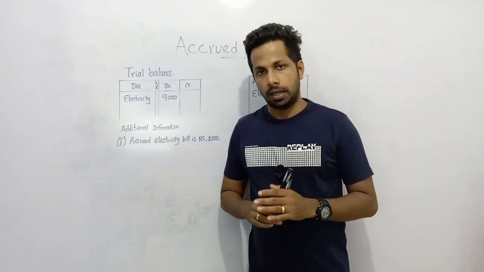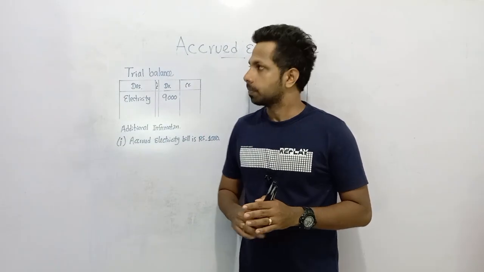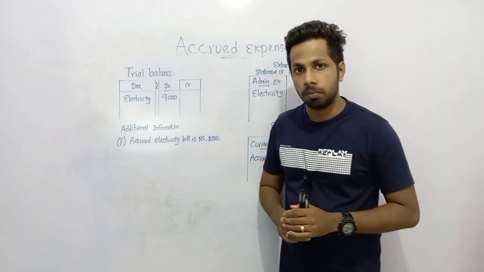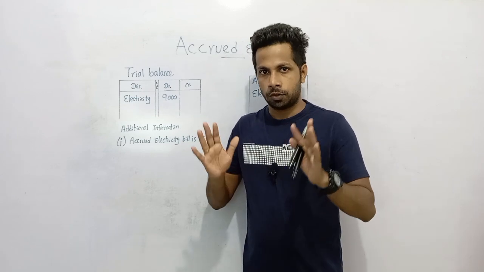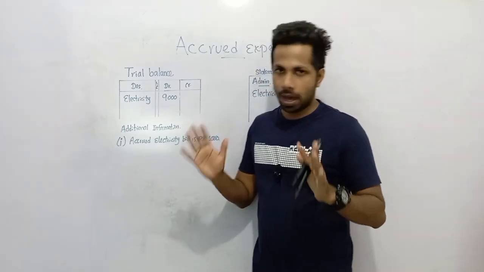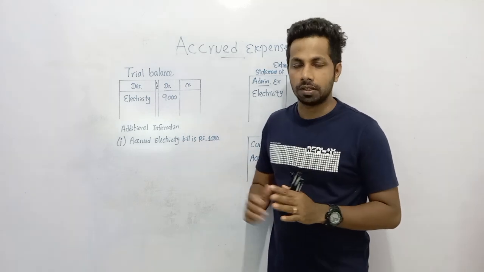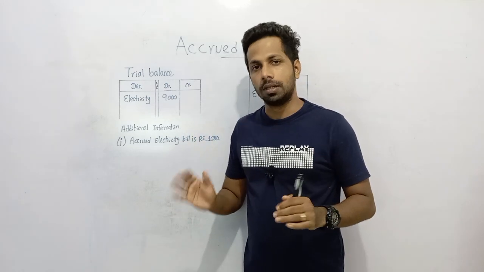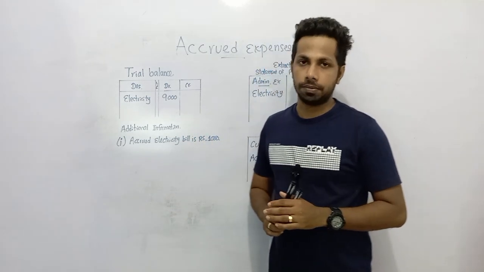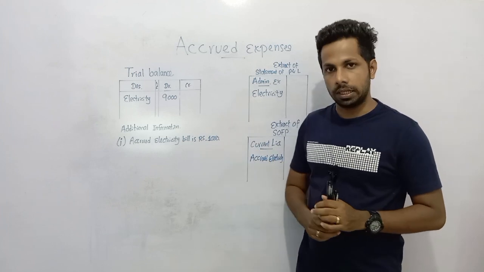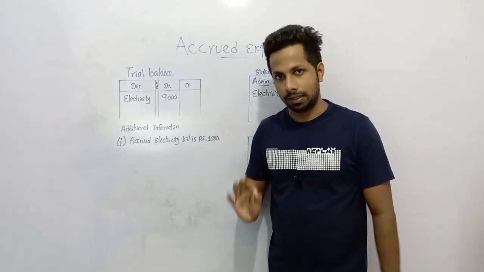Okay, dear children, for your examination, there will be questions from adjustments. So today I'm going to teach you 4 adjustments. What are these 4 adjustments? Accrued expenses, income receivables, depreciation, and bad debts. So let's move to the first one, dear children, accrued expense.